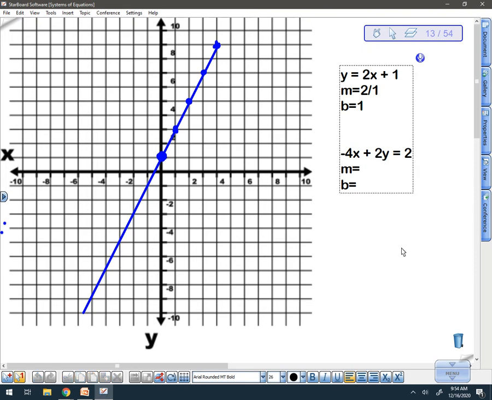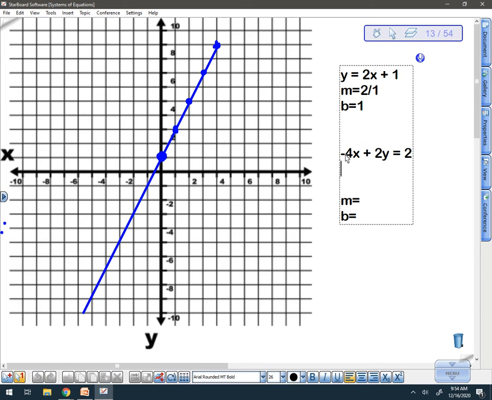Here is why we did that the last 2 days. If you have an equation like this, you cannot look at this and just say, okay, the m is what's in front of the x, so the m is negative 4, the b is the number in the back by itself, 2. That will not work. That is not the slope and the y-intercept for this equation. Before you can find the slope and the y-intercept, you must change this from standard form to slope-intercept form. You have to make it look like the one on the top, y equals mx plus b. That's why we spent those 2 days going over that.